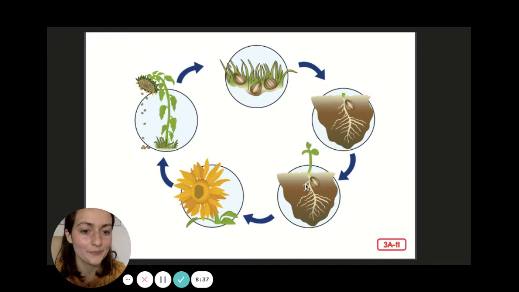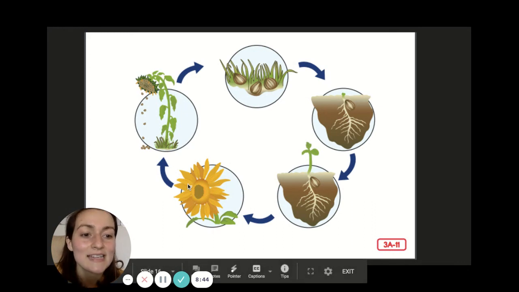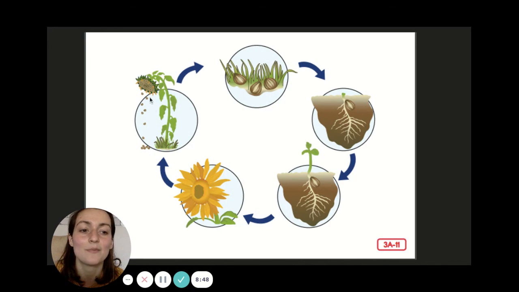Eventually, the plant will become mature and make more seeds. There it is, mature. And it will make more seeds from which the new plant will grow. When the sunflower dies and decays, it becomes the nutrients in the soil so that the seeds can germinate and grow into new plants. And a new life cycle of a plant begins. That's pretty cool, isn't it?